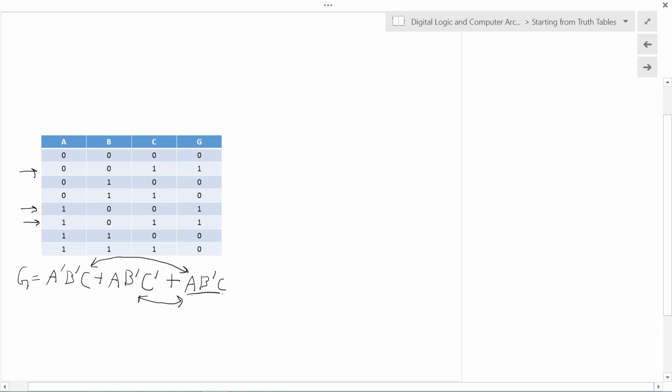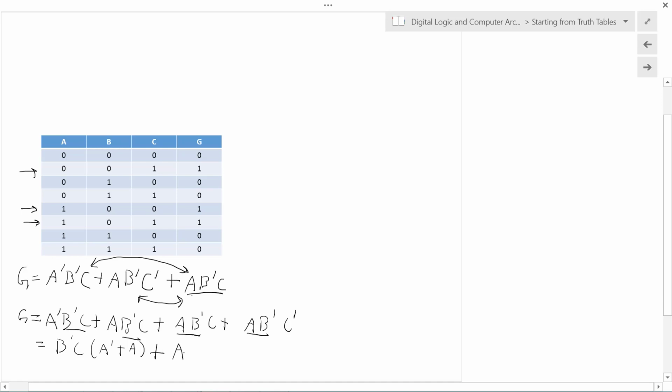So we must take this and use idempotency to duplicate it. G equals, let's place it in the middle and write two copies of it. A prime B prime C, or A B prime C, or A B prime C, or A B prime C prime. So for the first two terms, let's factor out a B prime C, ANDed with A prime or A. We will OR this here, and we'll factor out A B prime from these two terms here. A B prime, C or C prime.